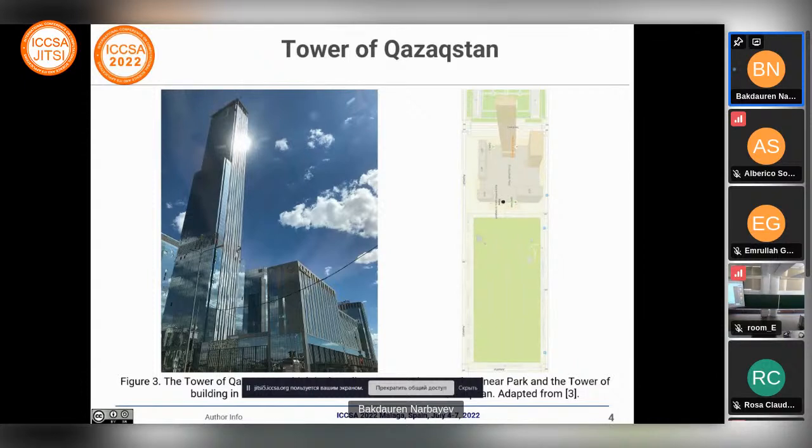As you can see in figure 3, the Tower of Kazakhstan is located in Nur-Sultan city, Kazakhstan. And the tower is expected to be the tallest building in Central Asia, with a height of nearly 311 meters.